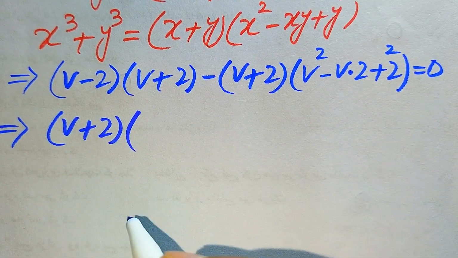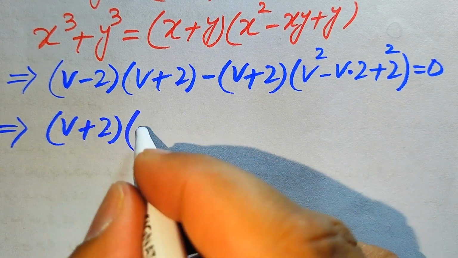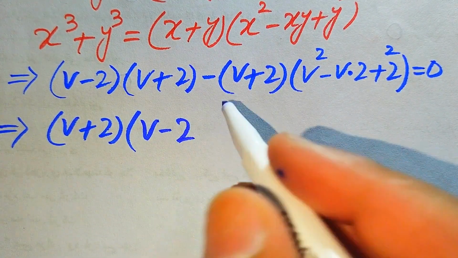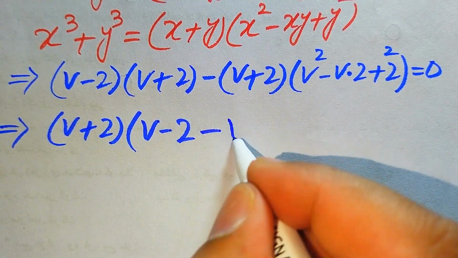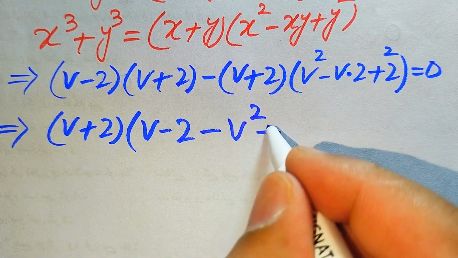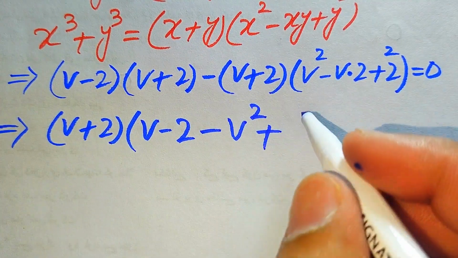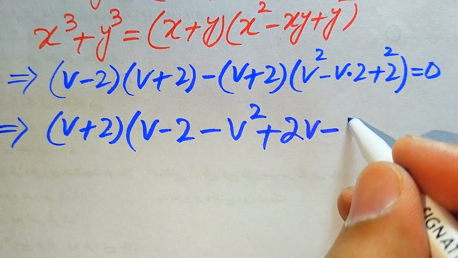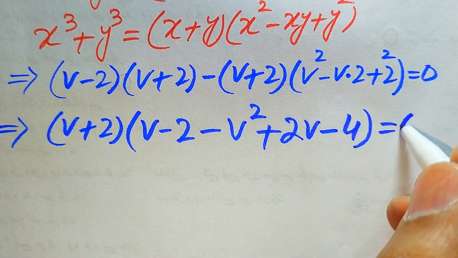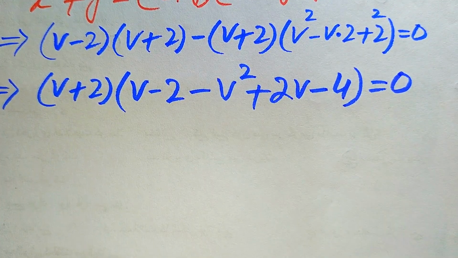and when we take common v plus 2, we get the remaining values: from here we get v minus 2, and here we multiply a negative sign on each of these values. It will become minus v square, and minus times minus becomes plus 2 times v, and minus times plus becomes 4, and this whole equation is equal to 0.